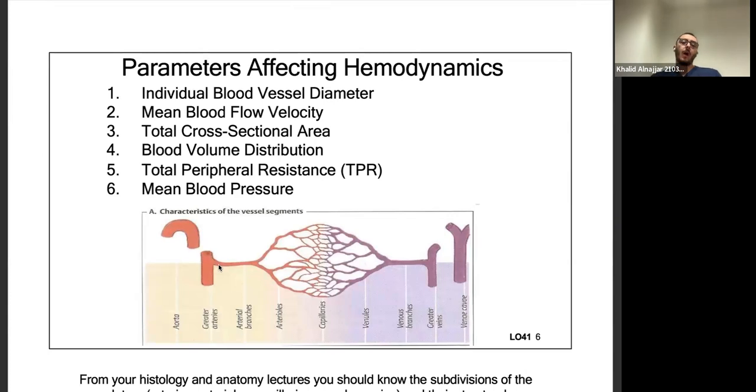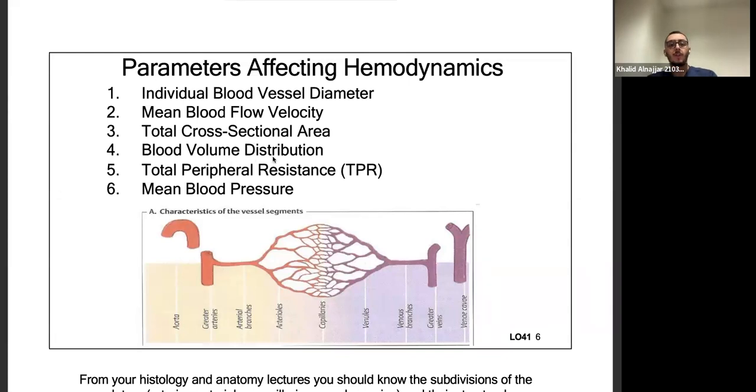Now, what are the parameters that affect hemodynamics, or the blood in the circulation? First is the blood vessel diameter, so vasodilation and vasoconstriction. Next is the mean blood flow velocity, or the speed of the blood flowing in these vessels. Then the cross-sectional area of the vessels, which is different from the diameter, because it's the area of all the vessels, or a bunch of vessels together, not the diameter of each vessel separately.